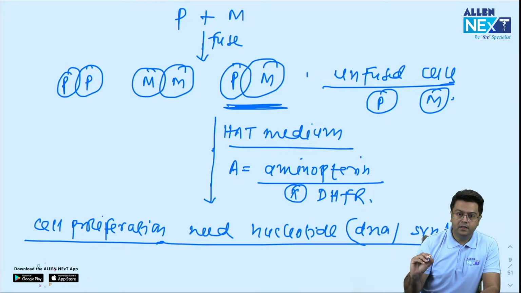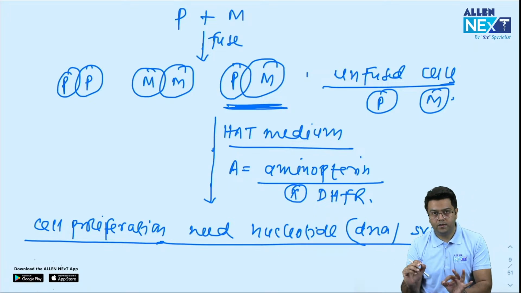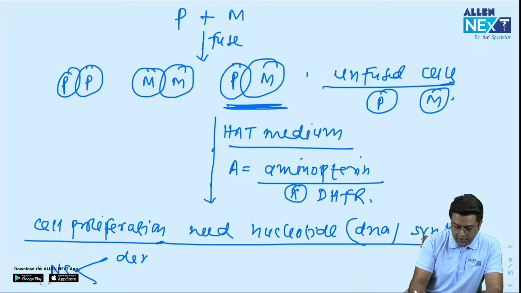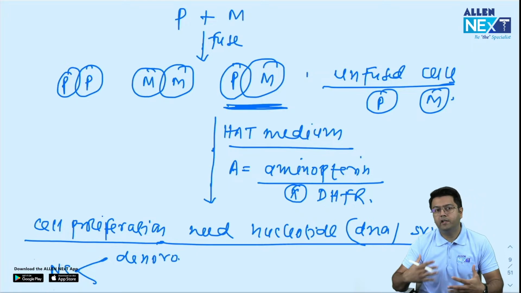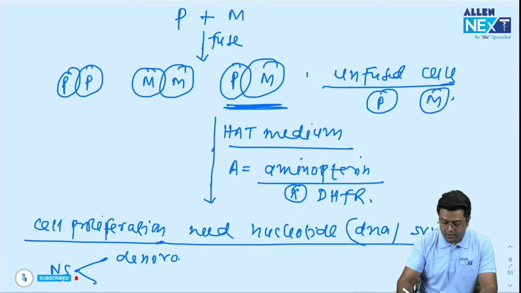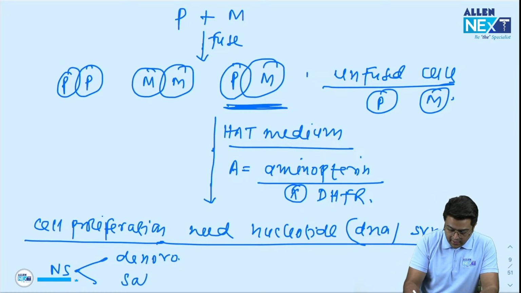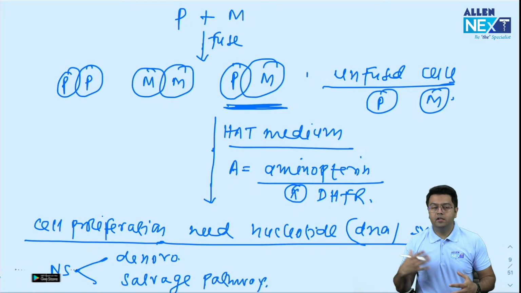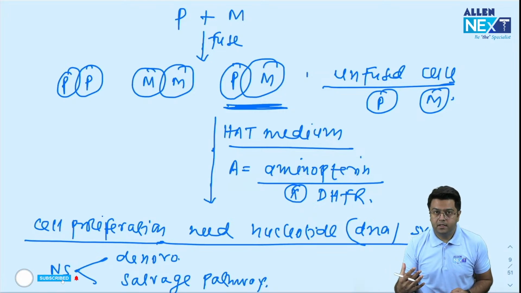So guys, nucleotide synthesis can occur by two processes. What are the two processes? Suppose NS for nucleotide synthesis, they can occur by two processes. One is de novo, right? For example, when we read purine and pyrimidine synthesis, that is de novo synthesis, right? And the other is the salvage pathway. Okay, salvage pathway, right? When we read about how we can reutilize the free bases, right?